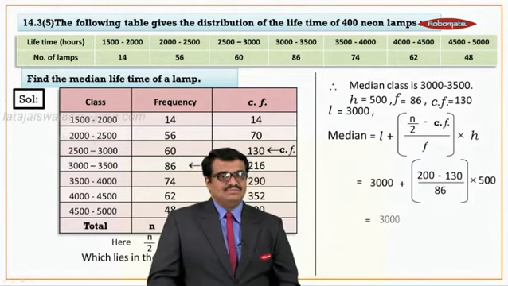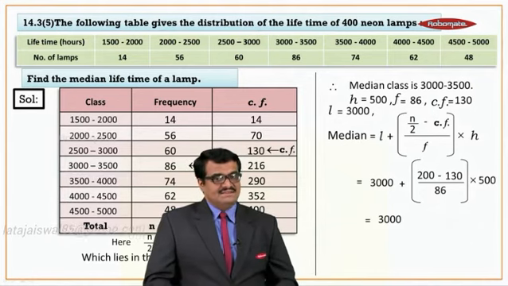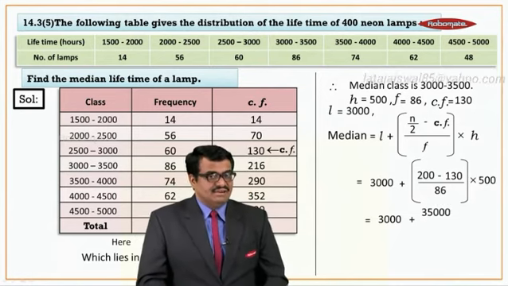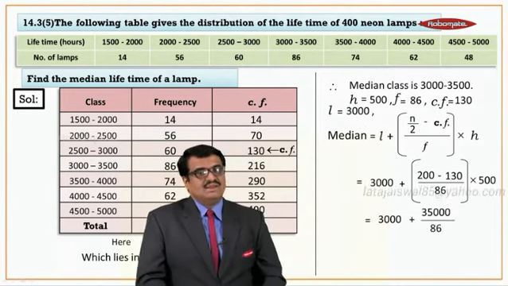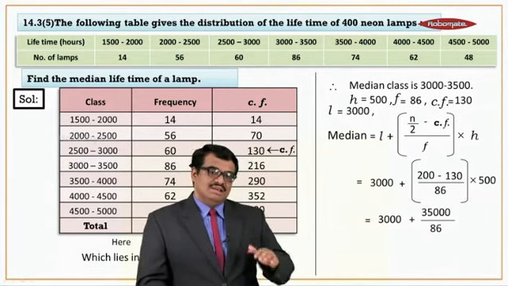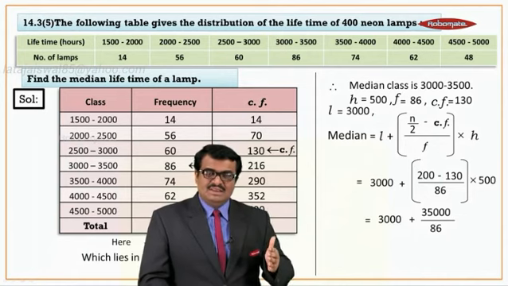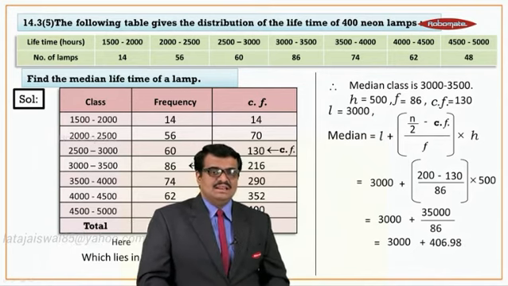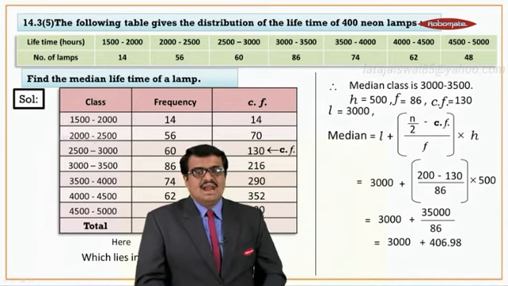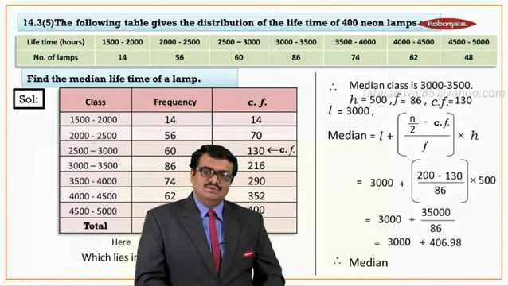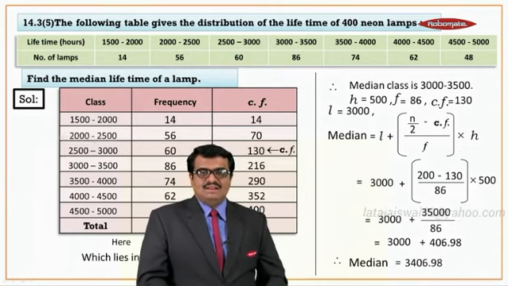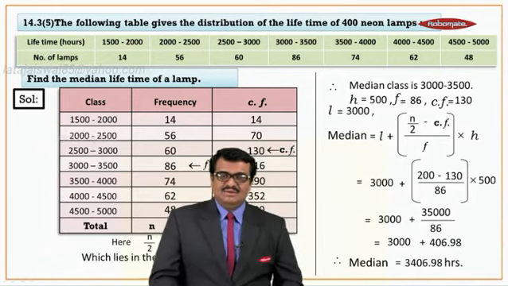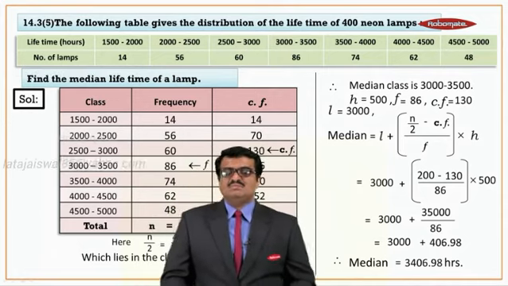So what we get is 3000 plus, 200 minus 130 is 70. 70 into 500 will give you 35,000. 35,000 upon 86. This 35,000 and 86 you can reduce, it will be 17,500 upon 43. That you can divide. So you will get 3000 plus 35,000 upon 86, also you can divide. You will get the value 406.98. And 3000 plus 406.98 gives you 3406.98. Now what units to write? The units will be hours, the unit of classes. So that is your answer for median, 3406.98 hours.